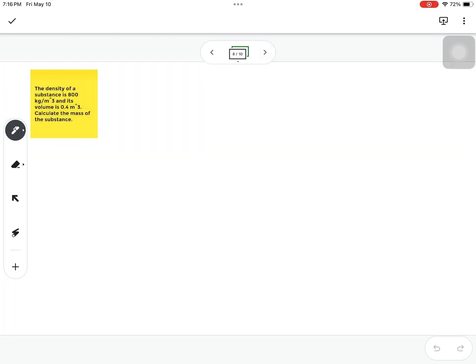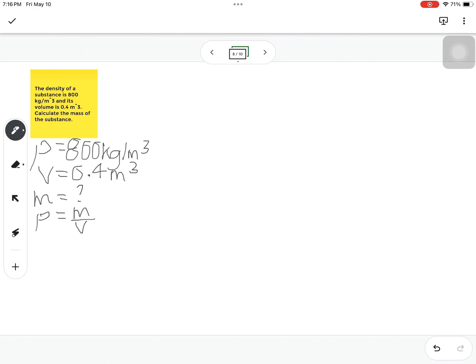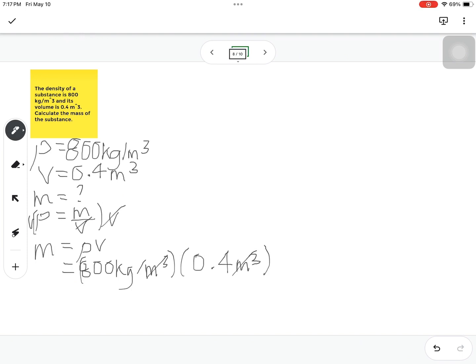Next, the density of a substance is 800 kg per meter cube and its volume is 0.4 meter cube. Calculate the mass of the substance. So our density is 800 kg per meter cube and our volume is 0.4 meter cube. We need to calculate for the mass. We can solve for mass by rearranging the density formula by multiplying both sides by volume. This results in mass equals density times volume. So, 800 kg per meter cube times 0.4 meter cube. The answer to this will be 320 kilograms. The meter cube would be cancelled.